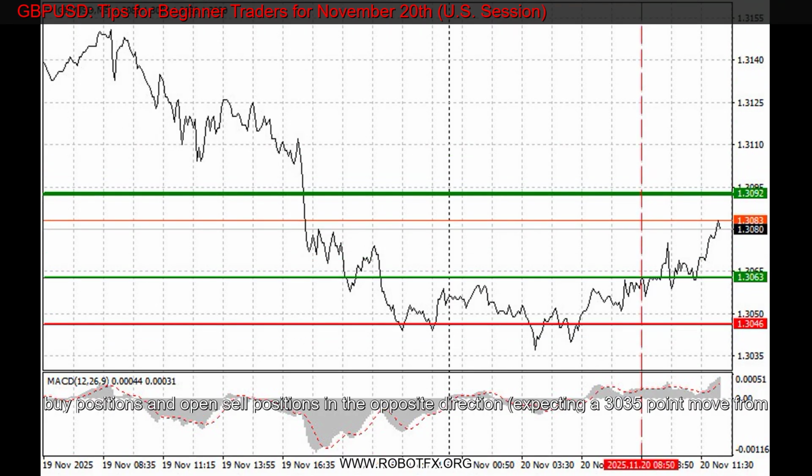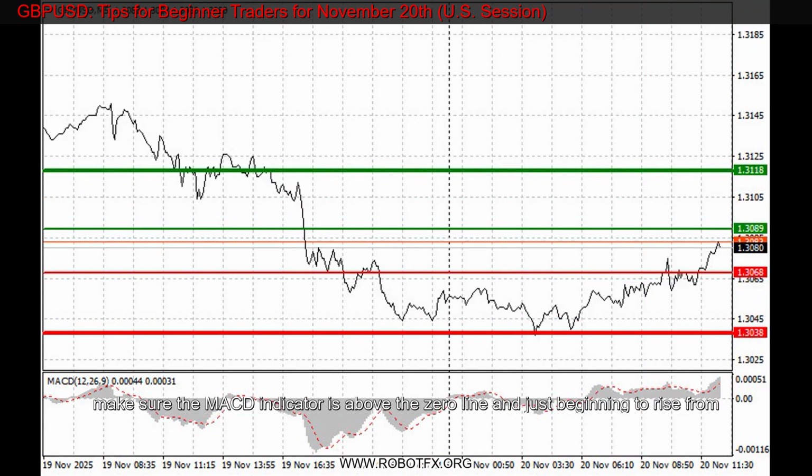Pound growth today is possible only if the data is weak. Important. Before buying, make sure the MACD indicator is above the zero line and just beginning to rise from it.